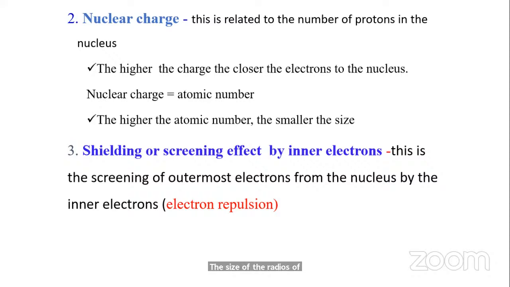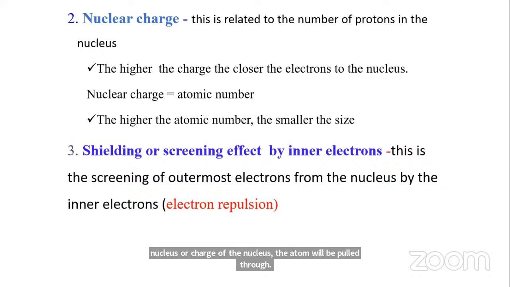So the shielding effect increases the size of the atom because it shields the outer electron from some of the effect of the nucleus, so that the outermost electron will not feel the effect of the nucleus as it ought to. And so the pull of the nucleus on the outermost electron will be reduced from what we expect. Remember, we expect that with the increased charge on the nucleus, the electrons will be pulled to the nucleus more, and so there will be a smaller size.